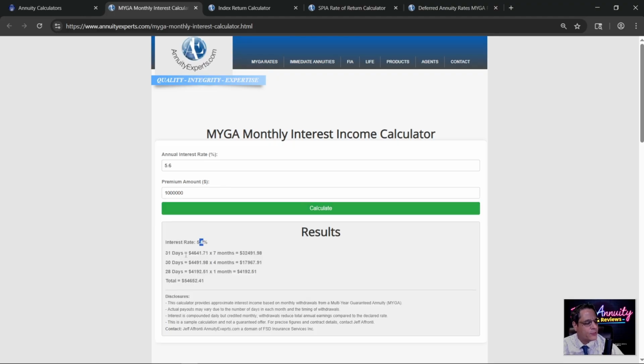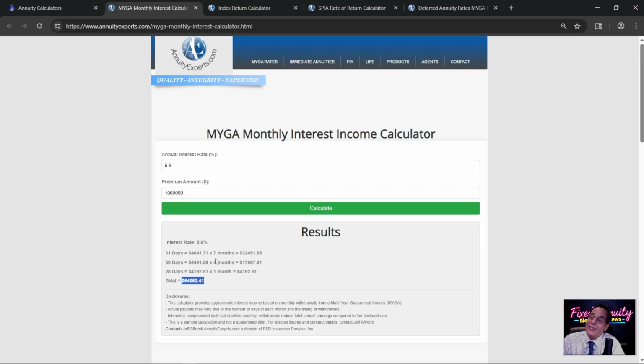Anyway, 5.6% rate. It'll show you approximately on a 31 day. Now, these are close. They're a few dollars off. My Excel spreadsheets nail it to the dollar. For some reason, the calculator is not perfect. I'm trying to fix that code on that, but it's not easy. Anyway, 46, 41, 71. You get 7 of those, so it's 32,000. As you can see, 30 days at 4, 17,000 in the 1 February. So it gives you 54,652.